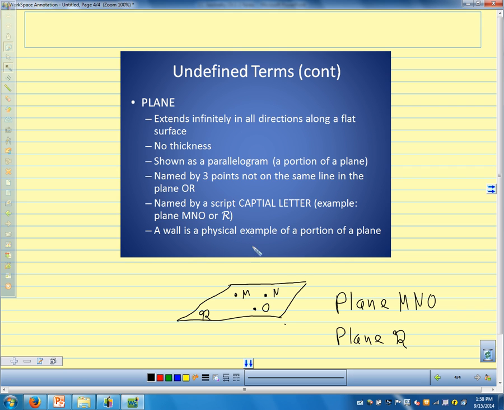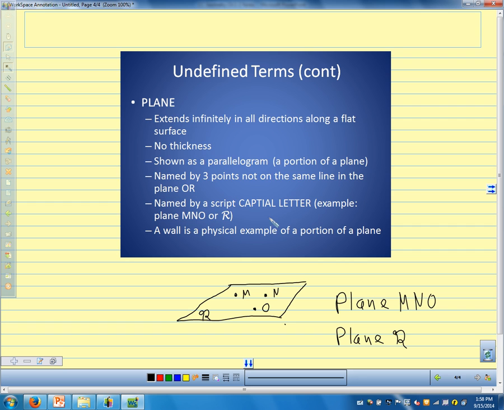A physical example, the way we think of a plane, is a wall. Even though a wall is not infinite in all directions, it's not perfectly thin. The whiteboard is a physical example of a plane. The surface of the screen here, physical example of a plane. Kind of the way we think of a plane. Just a big flat surface.